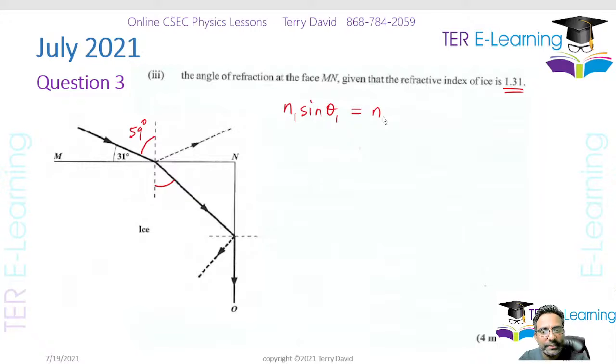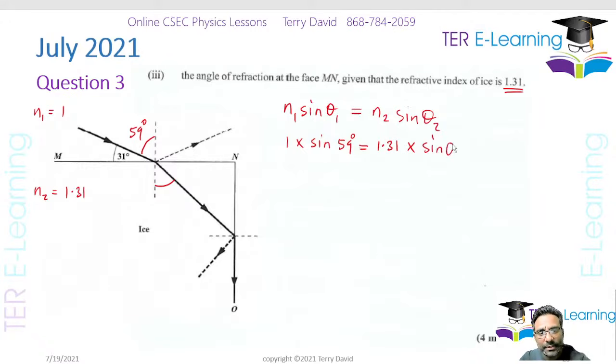So N1 sine theta 1 is equal to N2 sine theta 2. Don't worry if you never saw this formula. Some of you may have worked it slightly differently. You're going from air to ice, so the refractive index for air is taken as 1, and we're multiplying that by sine of 59 degrees, which is equal to N2, the refractive index of ice, taken as 1.31, multiplied by sine theta 2, which is what I want to work out. Like I said, don't worry if you didn't do it like this, that's fine once you get the same answer.